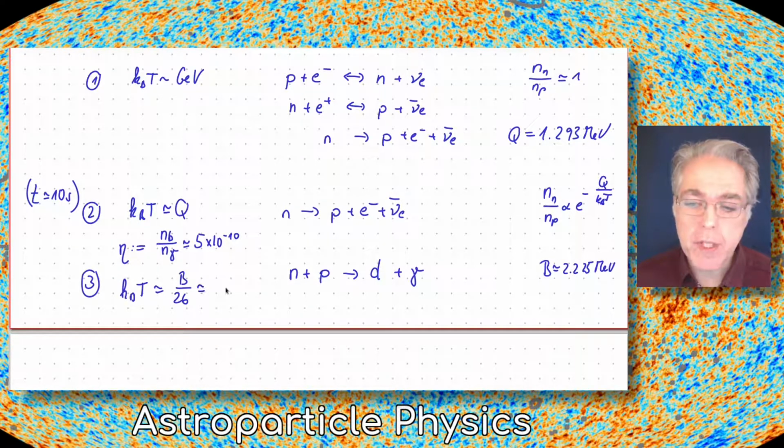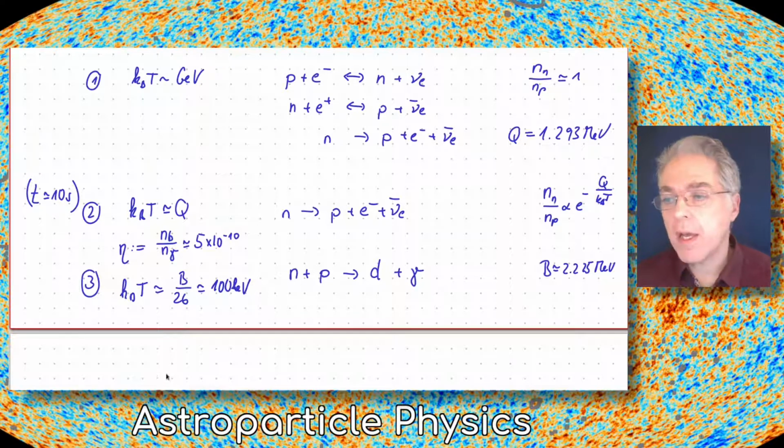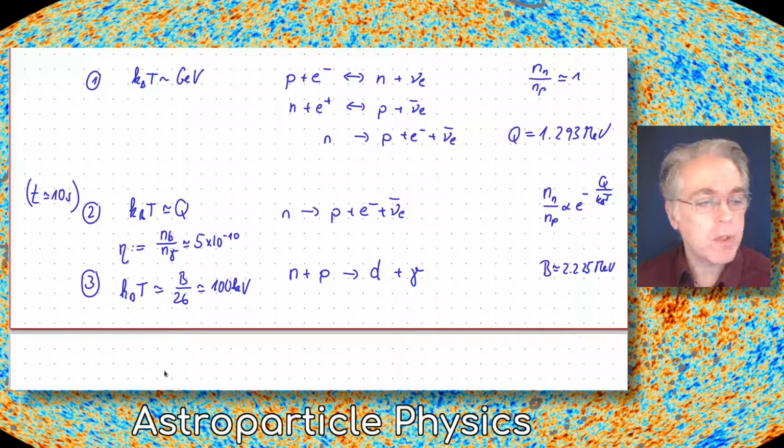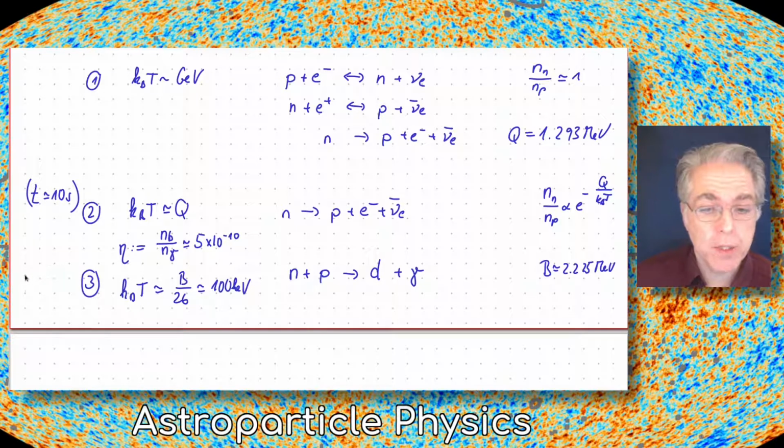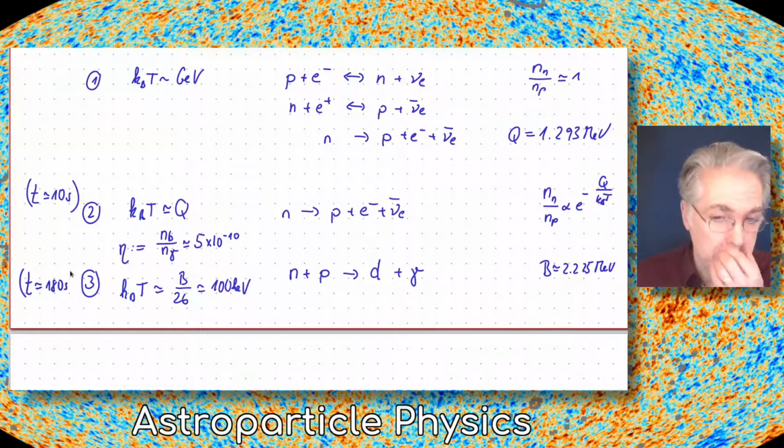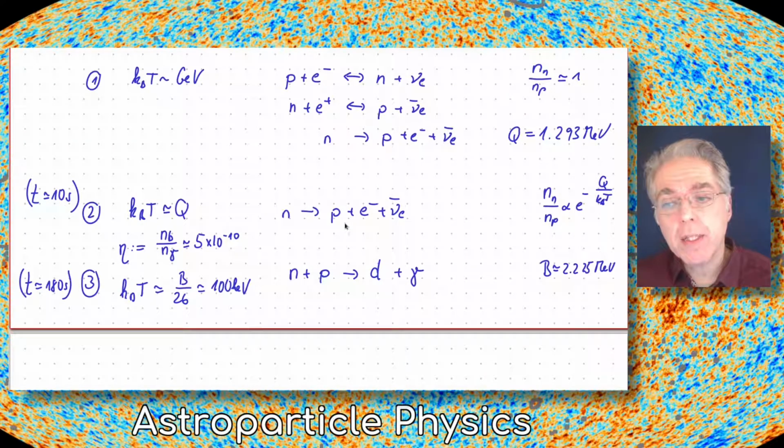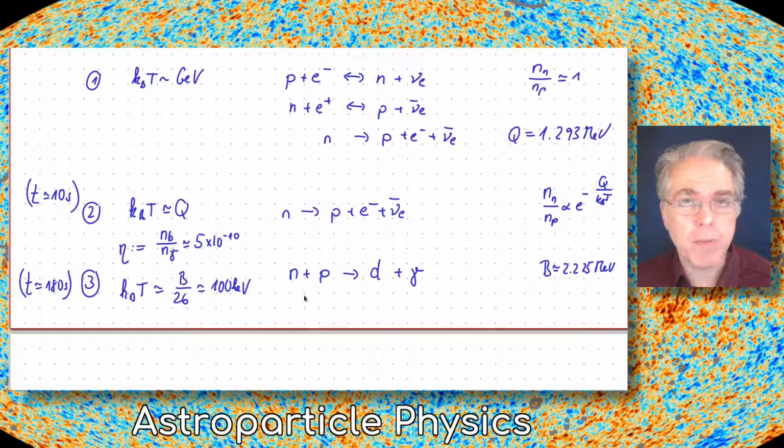And that's about 100 keV. Slightly below 100, so 90 keV or so, we would start having deuterium form, at a temperature which is much lower. That means this process is delayed to about 180 seconds, or 100 seconds roundabout. So between here and here, some of the neutrons will already decay freely, because the mean lifetime of neutrons is of the order of 10 minutes or so. So some neutrons will decay.